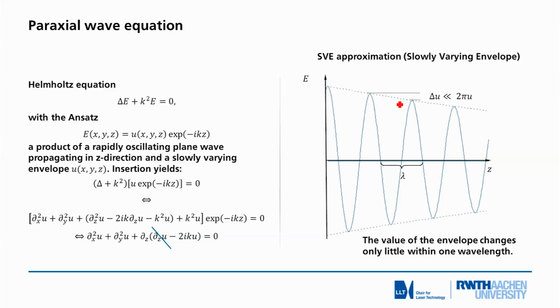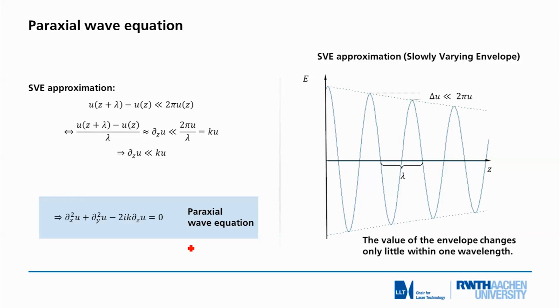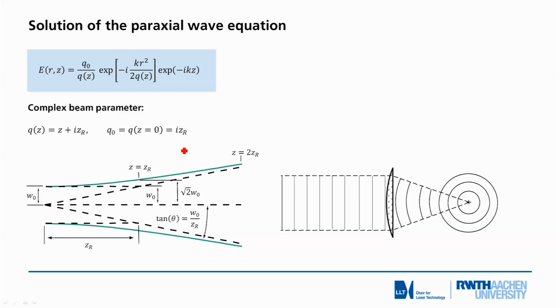And mathematically, this is shown here. If we put this ansatz into the equation and multiply it out, we get a term where the second derivative of the envelope with respect to z is neglected with respect to the value of the envelope itself. And this is called the paraxial wave equation. If we neglect this term, then we get this more simplified relation. And if we further work with this ansatz solution of the wave equation, we get the Gaussian beam, which is shown here.